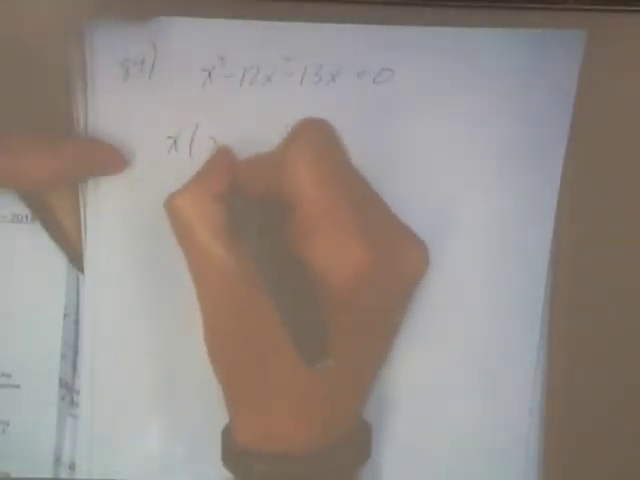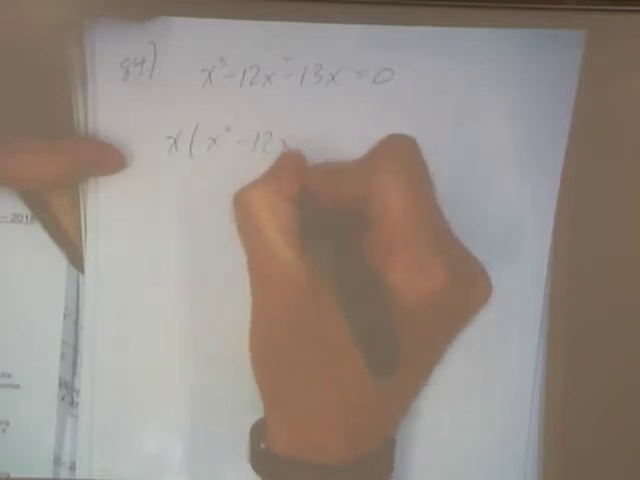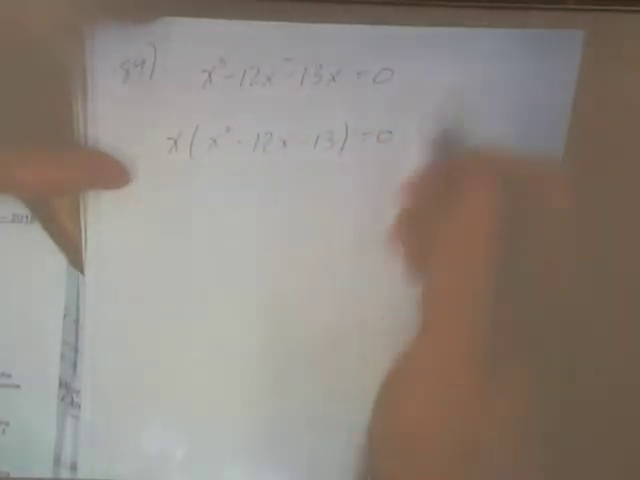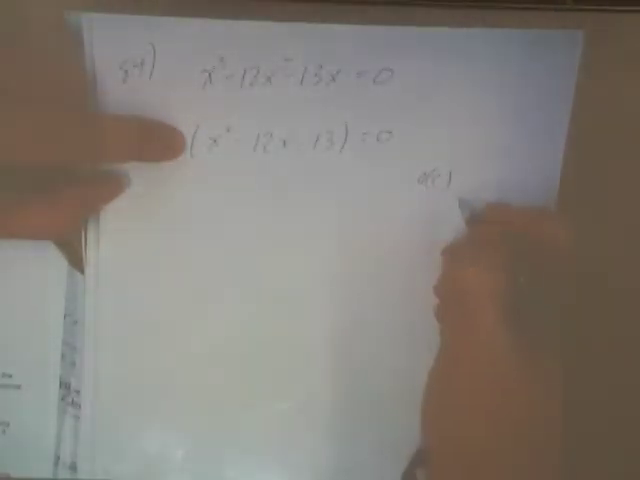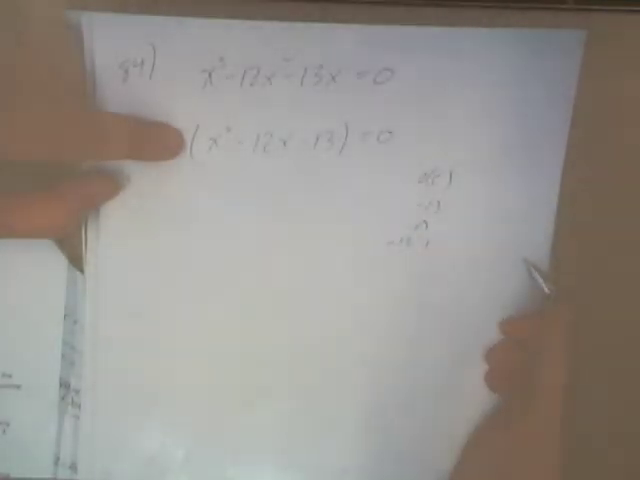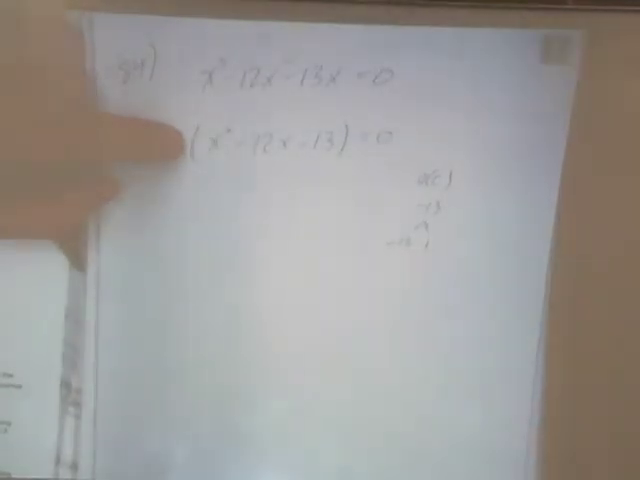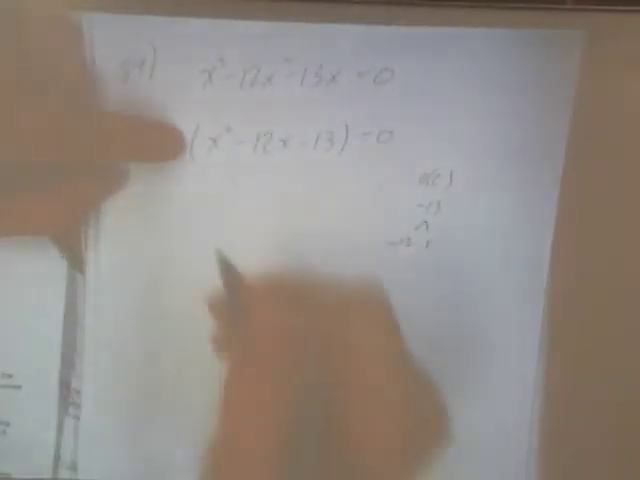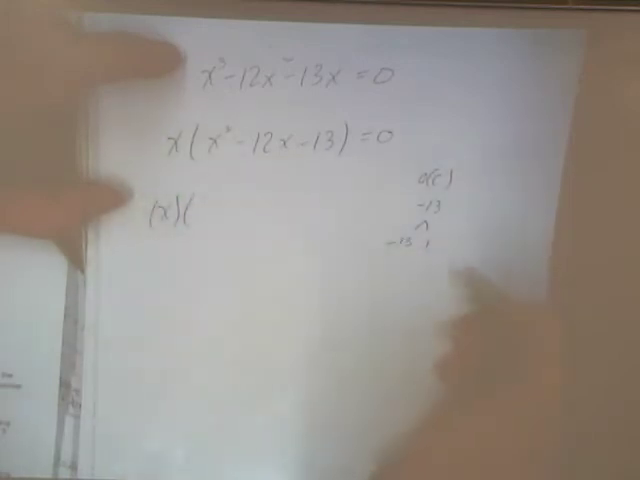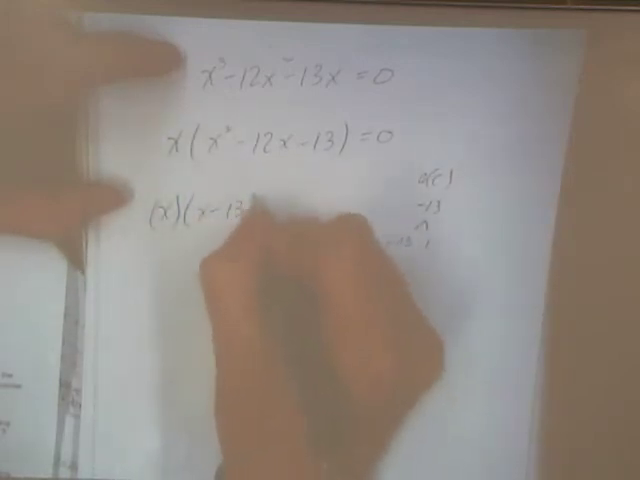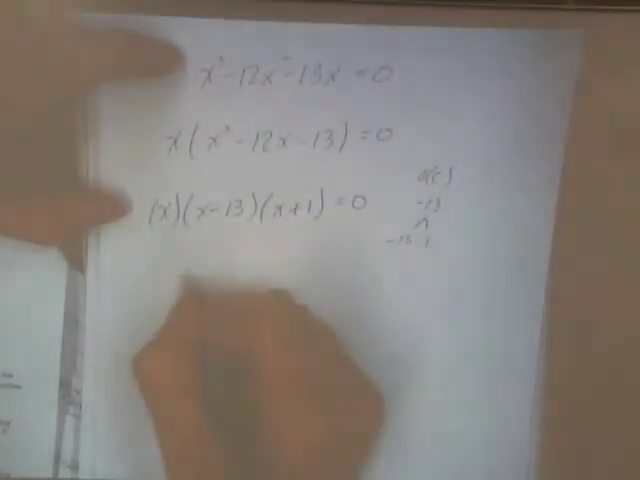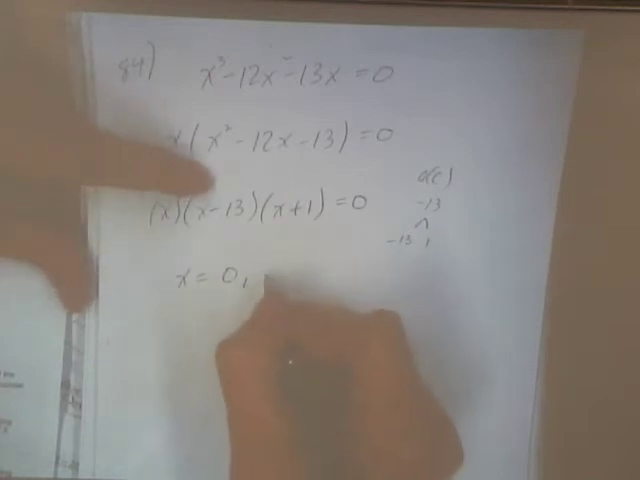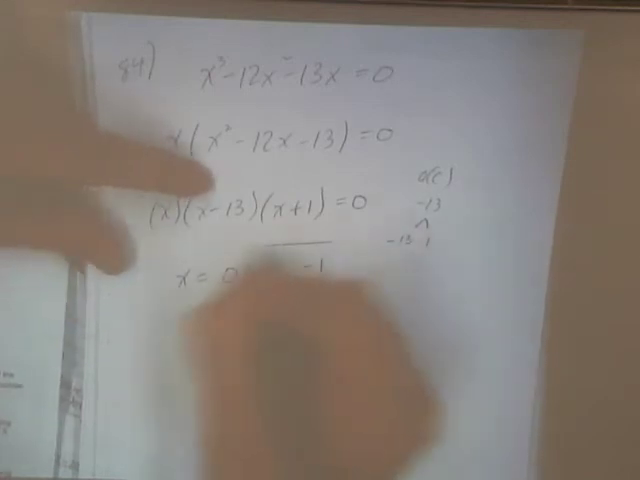Pull out an x, x squared minus 12x minus 13 equals 0. And then I think we can still factor this quadratic. A times c is negative 13, two numbers, negative 13 and 1. Okay there? So I've got this x, and then I've got an x minus 13, and then I've got an x plus 1. So x is equal to 0, 13, and negative 1.